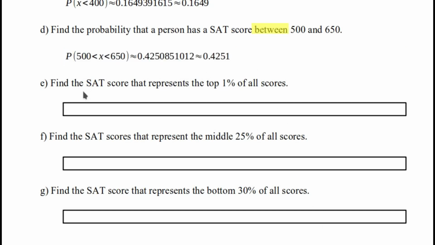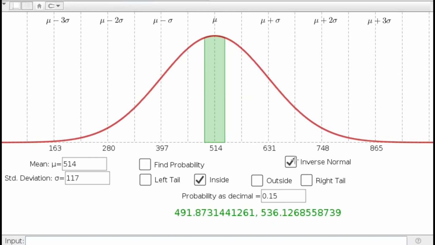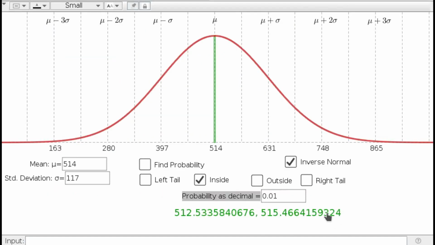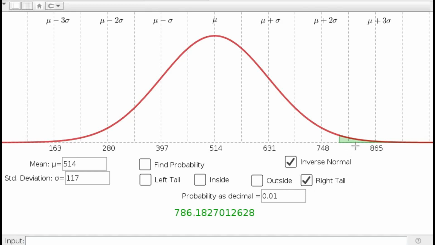Find the SAT score that represents the top 1% of all scores. So first off, we're talking about the top, that is to the right, and we're talking about a probability, 1% of all scores. So we're going to change this to inverse normal. We're interested in finding that boundary that contains the top 1% of all scores. And of course, top means that we're talking about a right tail. So out here you can see that little shaded region that contains 1% of our scores in this normal distribution, and that corresponds to an SAT score of 786 and change.